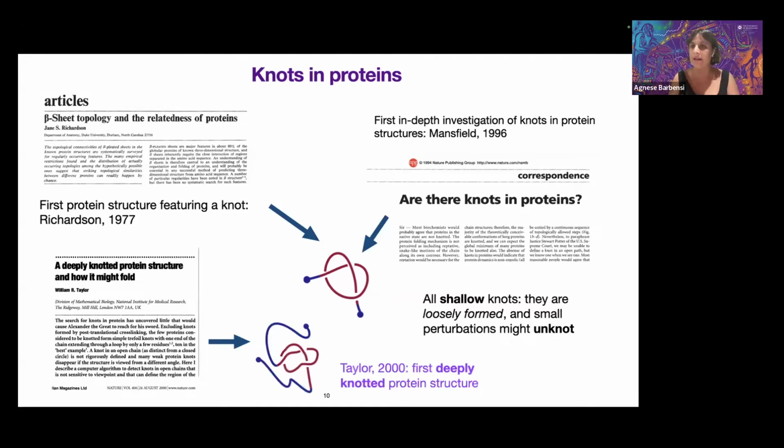This situation changed significantly in 2000 when Taylor found the first deeply knotted protein structure. So a protein forming a knot that looks like this figure here on the bottom of the slide. So the knot is well inside the protein chain and is very robust. It takes only a portion of the chain, and the two ends are very far away from the entanglement. So even small perturbations wouldn't change the fact that the structure is knotted.